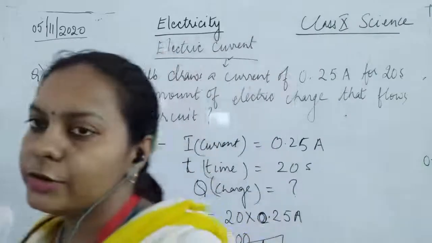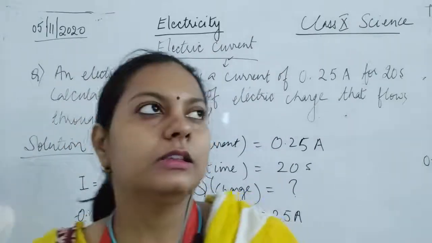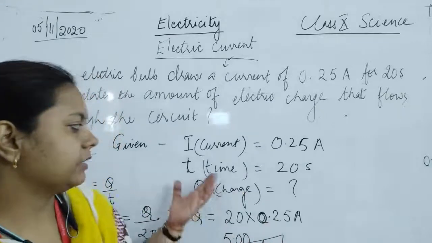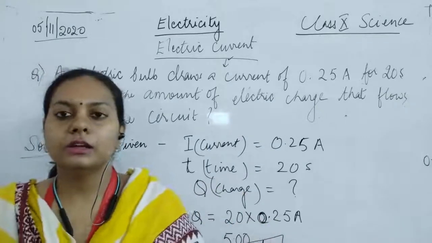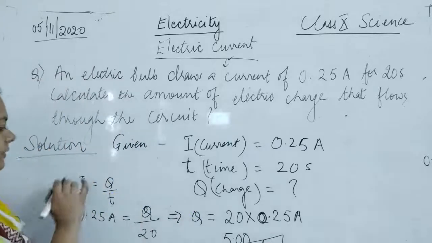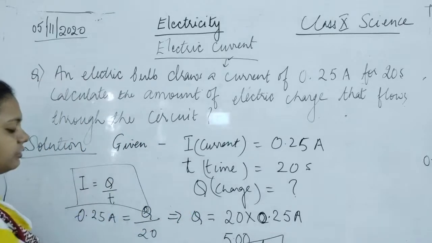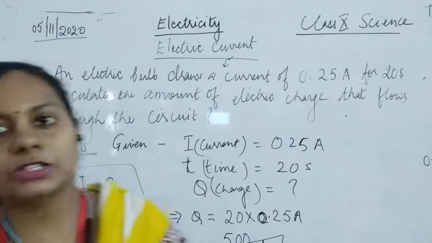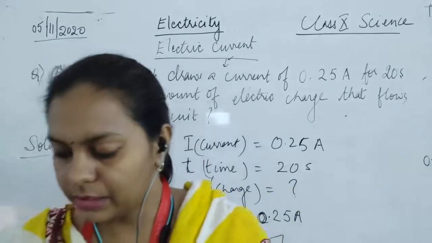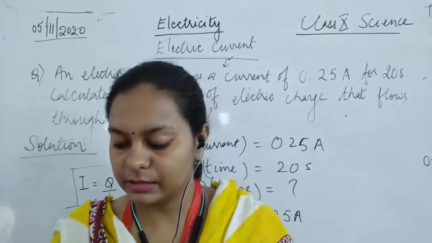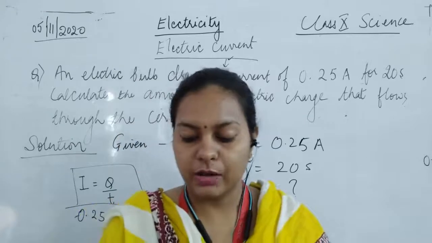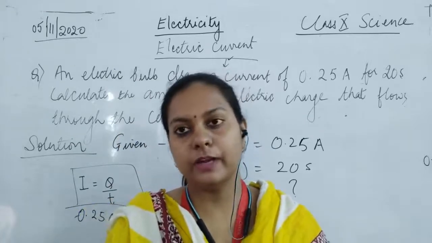So this is how you are going to calculate questions related with finding out the charge, finding out the time, finding out the current which is flowing. So please remember, the first formula which you have understood is I is equal to Q by T. That is charge per unit time, which is known as the amount of electric current, the charge which is going to flow.